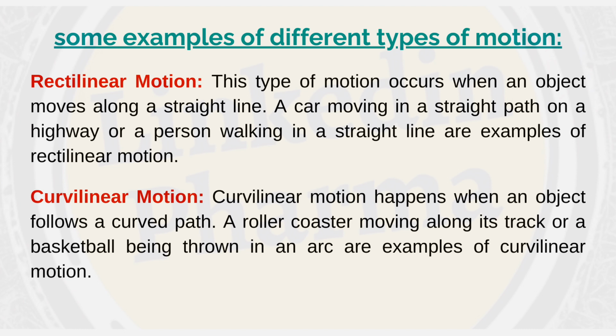Rectilinear motion. This type of motion occurs when an object moves along a straight line. A car moving in a straight path on a highway or a person walking in a straight line are examples of rectilinear motion. Curvilinear motion. Curvilinear motion happens when an object follows a curved path. A roller coaster moving along its track or a basketball being thrown in an arc are examples of curvilinear motion.